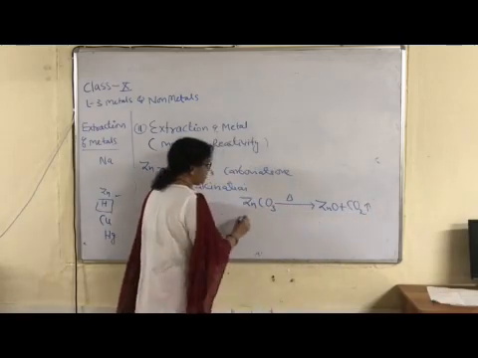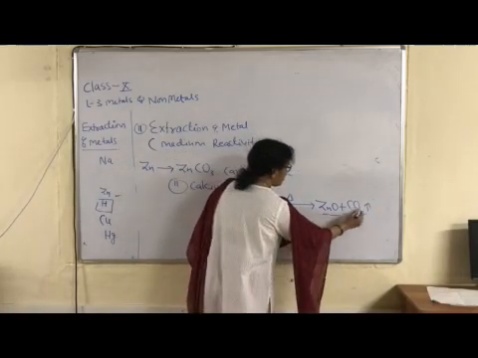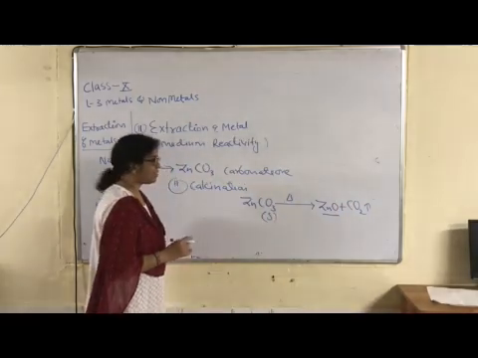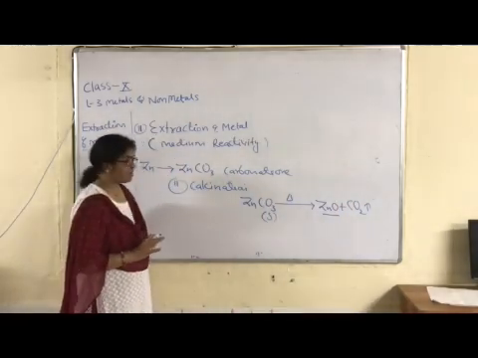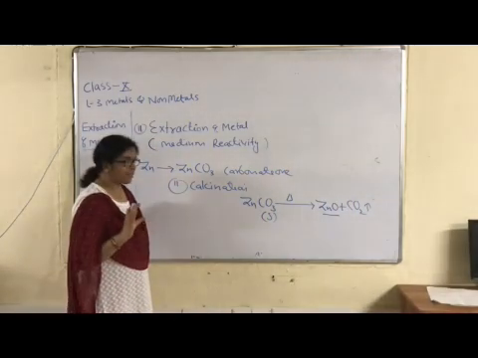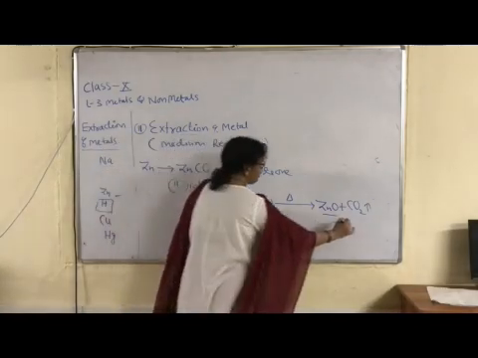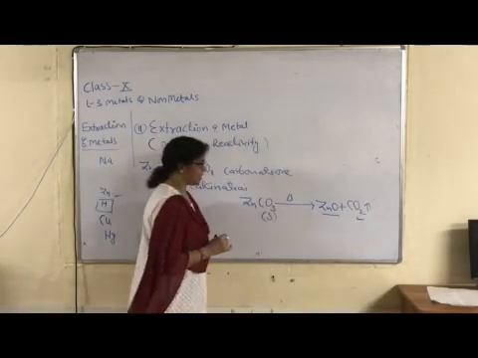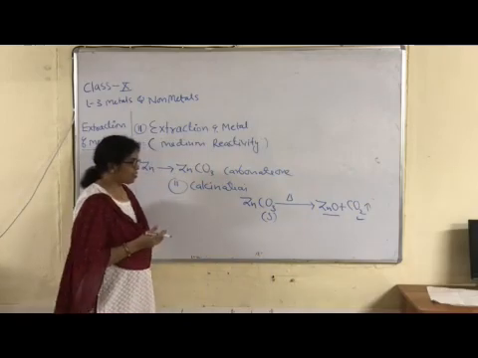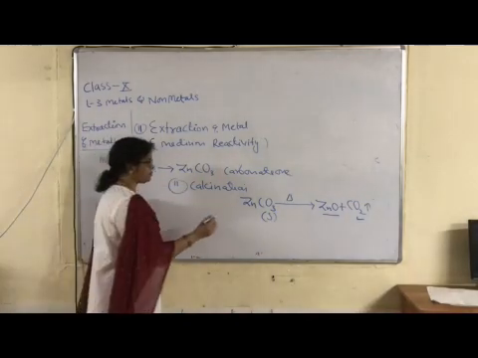Now, what happens when heating is done? Then conversion of zinc carbonate into zinc oxide plus liberation of carbon dioxide gas. So what is the difference between roasting and calcination? In case of roasting, byproduct is SO2 gas, and in case of calcination, byproduct is carbon dioxide gas. And what is common between two? In each case, metallic oxide is formed.